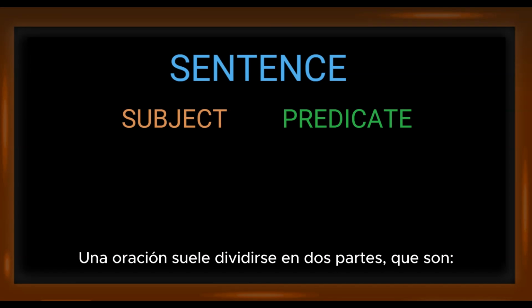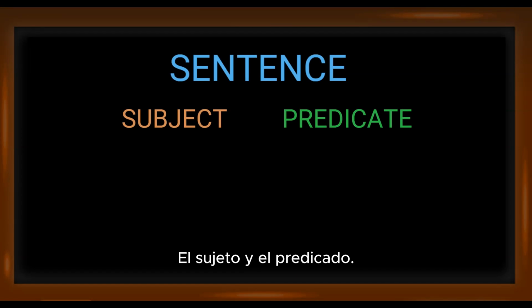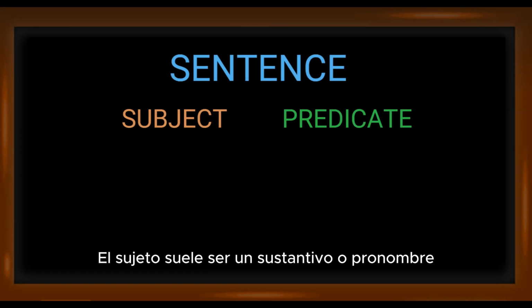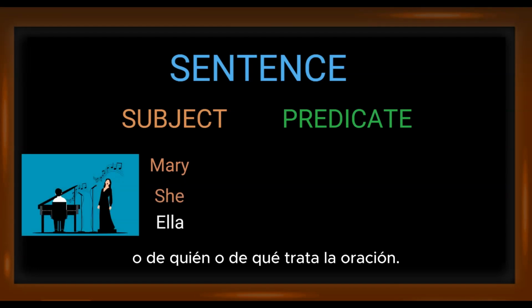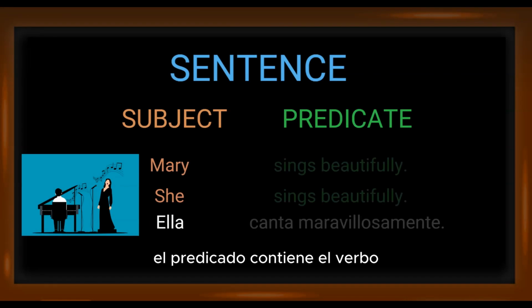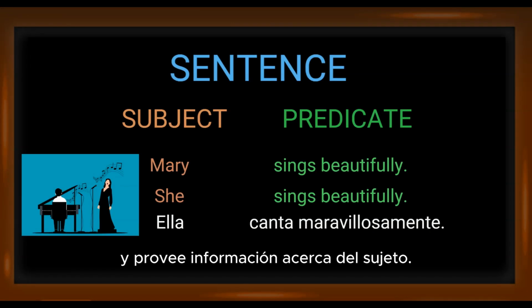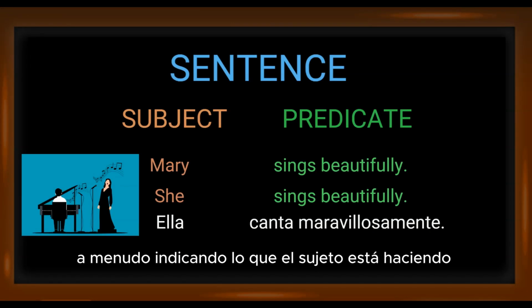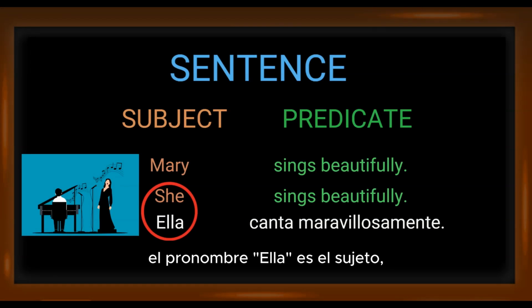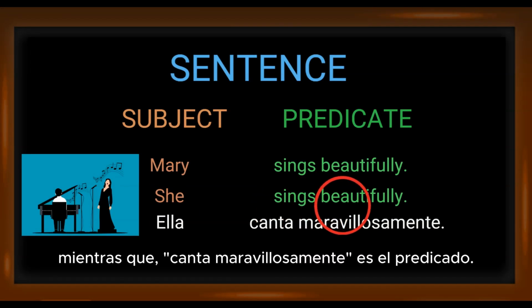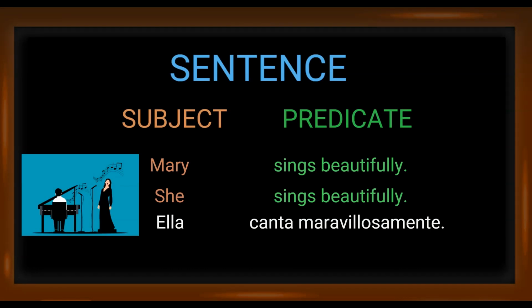A sentence is usually divided into two parts, which are the subject and the predicate. The subject is usually a noun or pronoun, and represents the main topic or who or what the sentence is about. On the other hand, the predicate contains the verb and provides information about the subject, often indicating what the subject is doing or what is happening to it. For example, in this sentence, the pronoun she is the subject, meanwhile sings beautifully is the predicate.